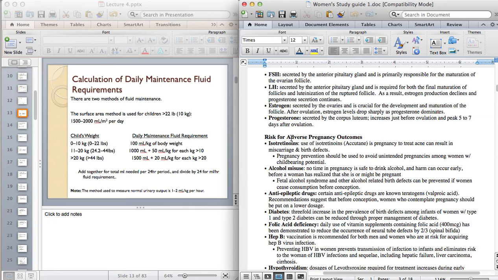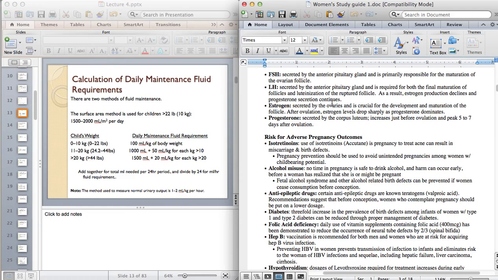So the first numbers that we gave were for the total replacement over 24 hours. Now, for the urine output, we will expect to see at least 1 to 2 milliliters per kilogram per hour. That's our expectation. That's how we are gauging what we are giving, whether it's really effective or not.